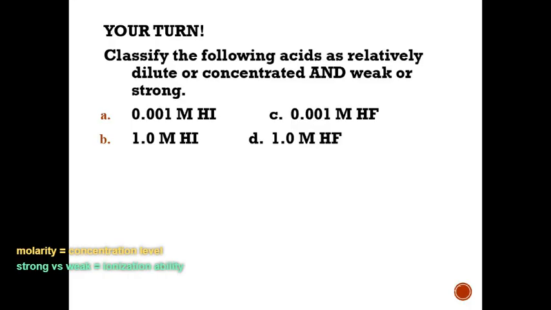HI is a strong acid. It completely ionizes regardless of concentration. HF, however, is a weak acid. It only partially ionizes. So be careful. A weak acid can still be concentrated, and a strong acid can be dilute. Take a moment and classify all 4.